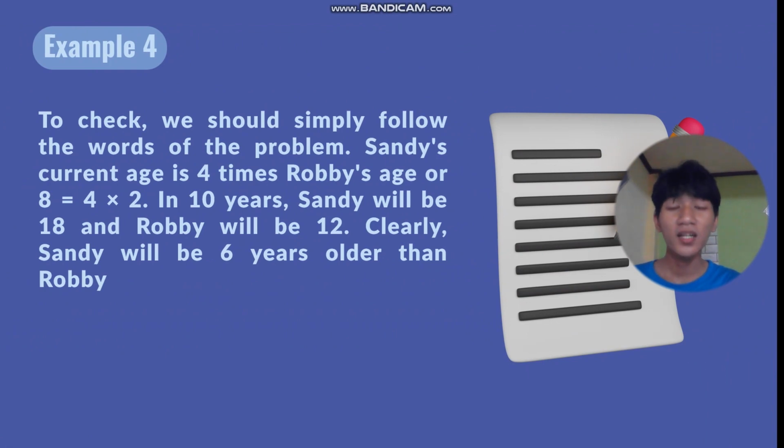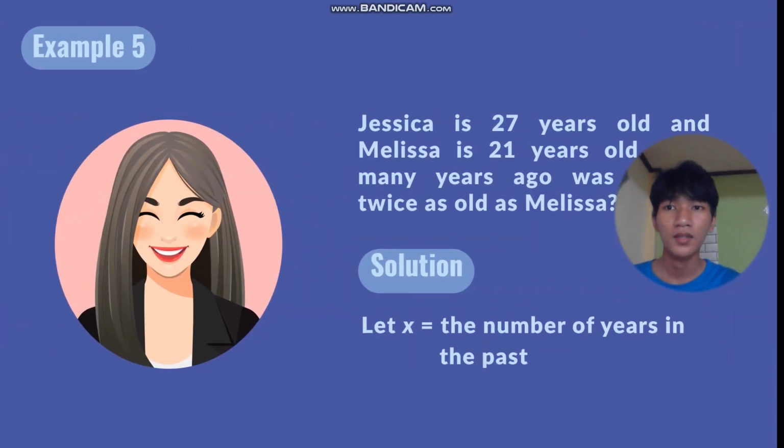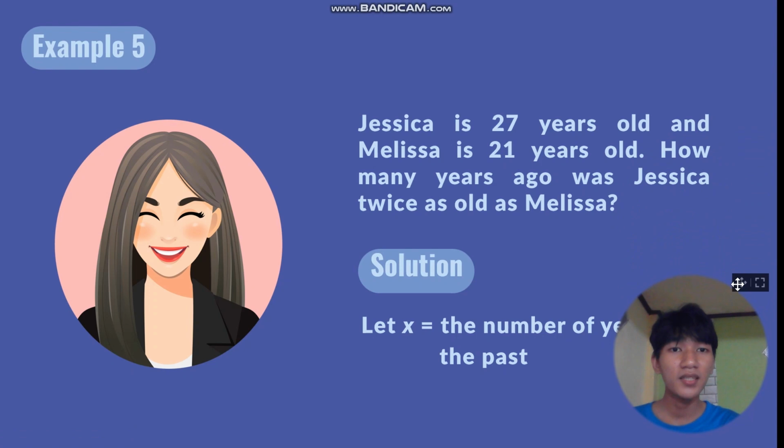To check, we simply follow the words of the problem. Sandy's current age is 4 times Ruby's age, 4 times 2 is 8. In 10 years, Sandy will be 18 and Ruby will be 12. Clearly, Sandy will be 6 years older than Ruby. Okay, example number 5. Jessica is 27 years old and Melissa is 21 years old. How many years ago was Jessica twice as old as Melissa?